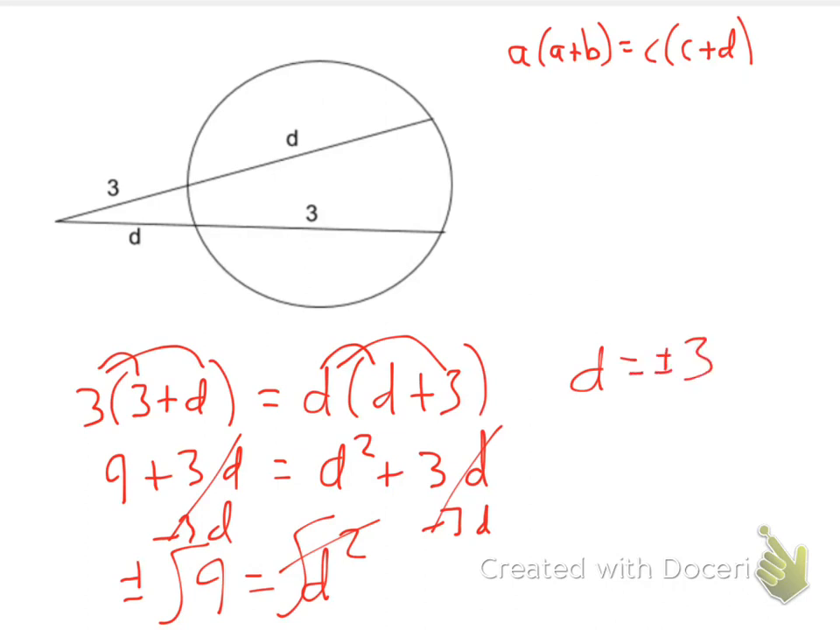So the answer is 2 answers, right? No, because you can't have an opposite circle. One of these answers is not a viable choice. What is D actually finding? A length. So negative 3 is not an option because you can't have a negative 3 length. So that means D has to equal 3 and 3 only.